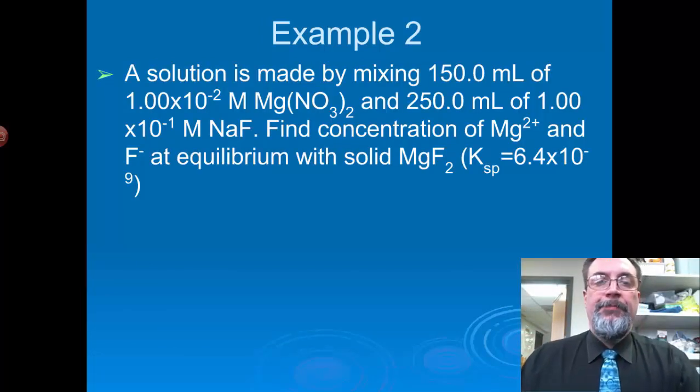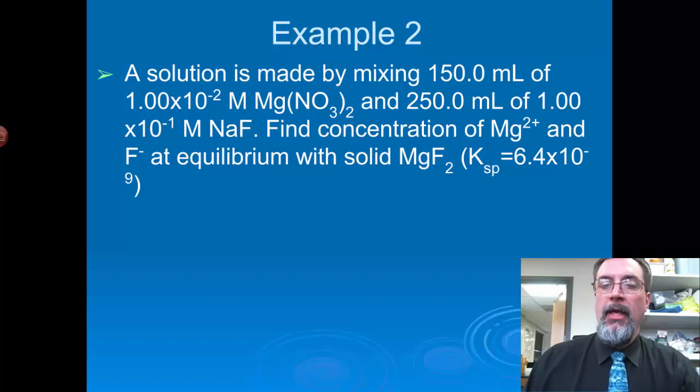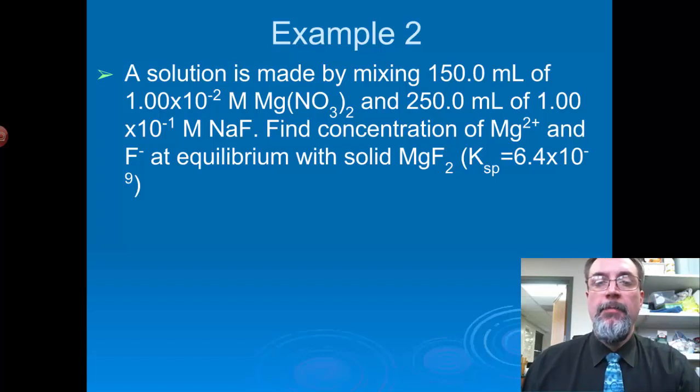Try this one. A solution is made by mixing 150 milliliters of 1.00 times 10 to the minus 2 molar magnesium nitrate and 250 milliliters of 1.00 times 10 to the minus 1 molar sodium fluoride. Find the concentration of magnesium ion and fluoride at equilibrium with solid MgF2. So in other words, at equilibrium, what are the concentrations of the two ions that would make the precipitate MgF2? KSP is 6.4 times 10 to the minus 9th.